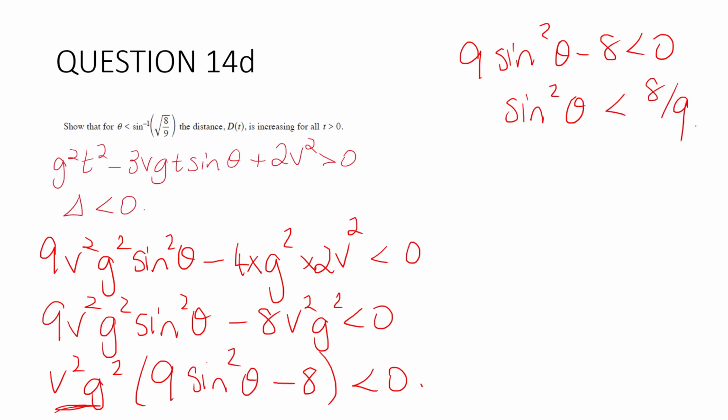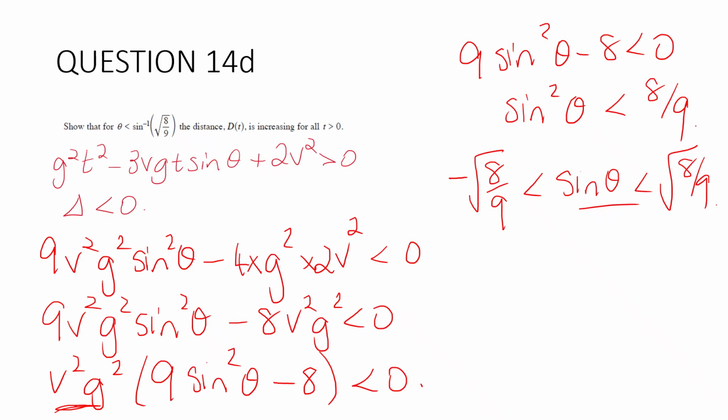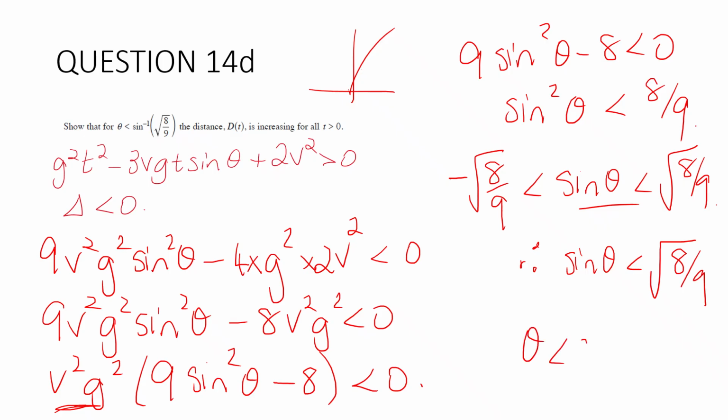Now, it means that sin theta has to lie between negative root 8/9 and positive root 8/9. But we know that this is going to be positive because theta is positive. It's the angle that we launched this thing at, so it's between 0 and pi on 2. So therefore, sin theta must be less than root 8/9. Theta has to be less than inverse sine of root 8/9.